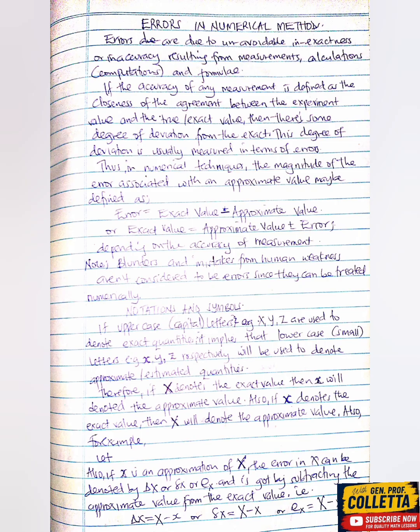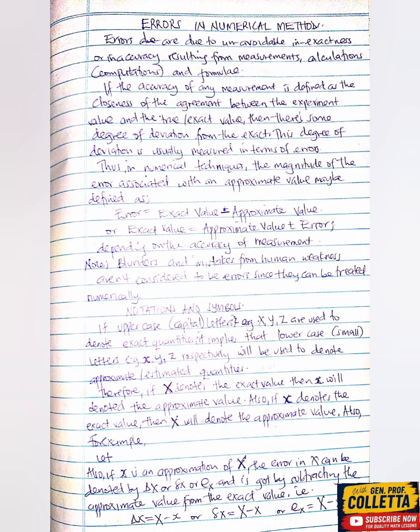Thus, in numerical techniques, the magnitude of the error associated with an approximate value can be defined as the exact value minus the approximate value, but we take the magnitude. If we make the exact value the subject, we see that it is equal to the approximate value plus or minus the error. This will depend on the accuracy of the measurement instrument. Alright, so we have a note there.